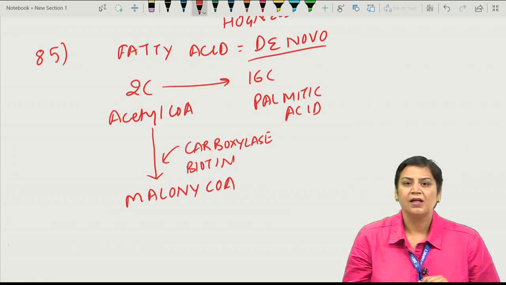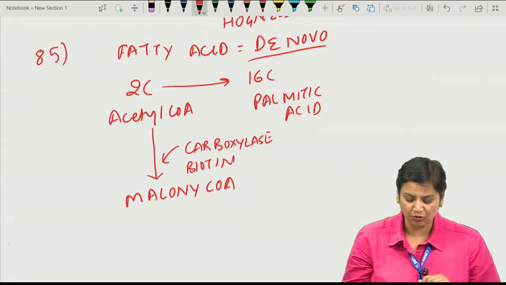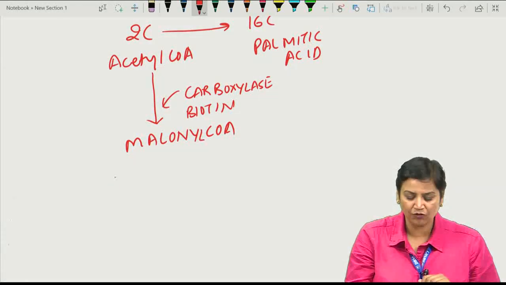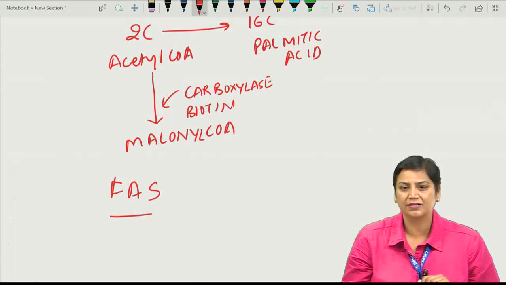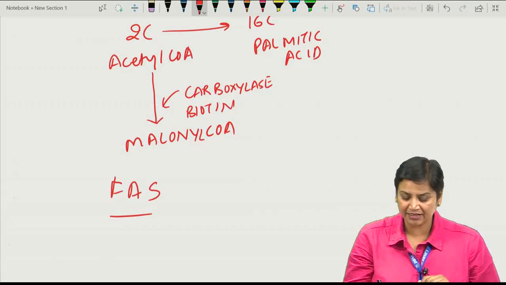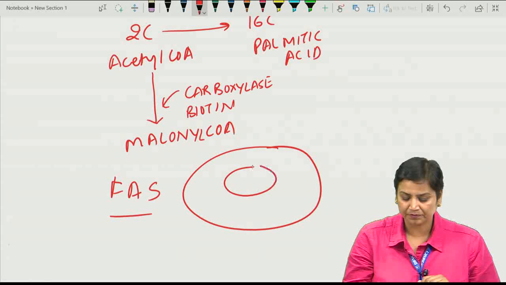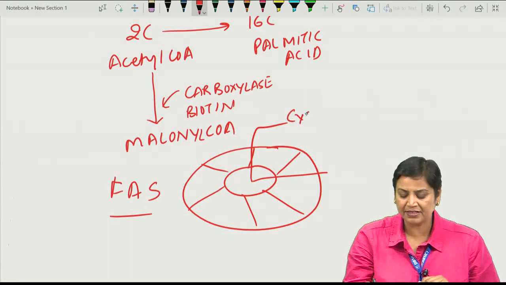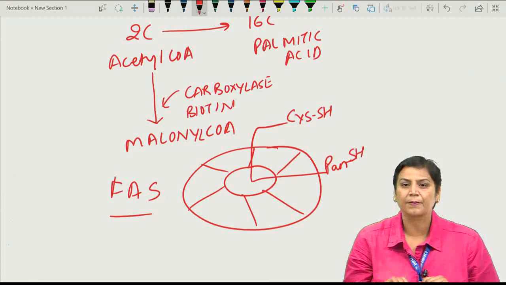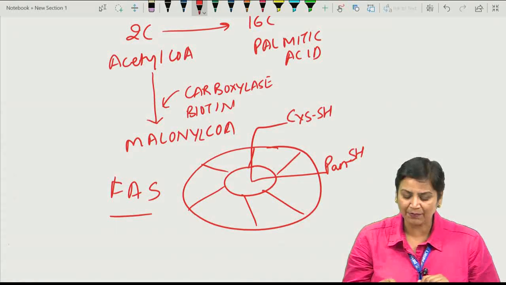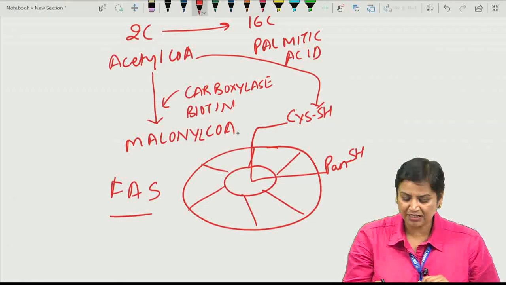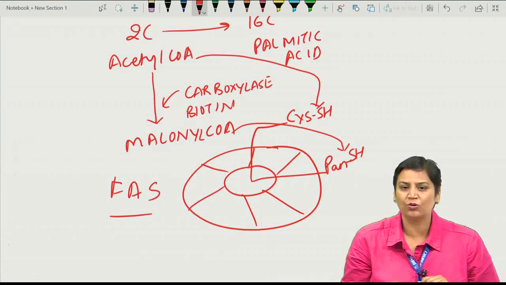Now once this malonyl coenzyme A is produced, the entire function is taken over by the fatty acid synthase complex. This is again an example of a multi-enzyme complex. It works like this. These are the different activities which will undergo, and there are two active sites. One has cysteine SH and one has pantothenine SH. These are the two active sites. So what happens is this cysteine SH is going to accept this acetyl coenzyme A. This pan SH is going to accept this malonyl coenzyme A.